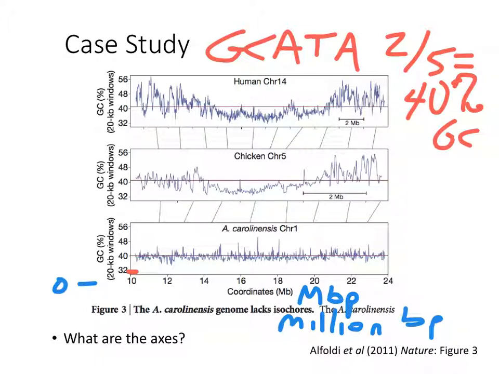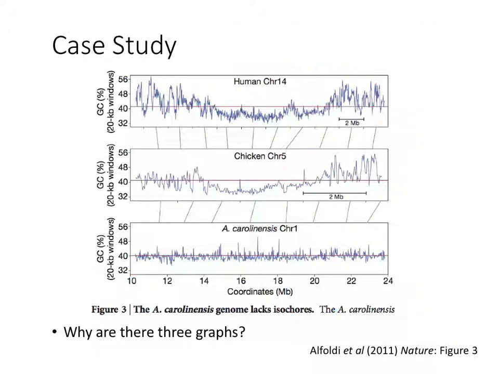So let's look at human on the top. Oh, I guess I should have asked this question first. What are the differences between the 3 graphs? Why are there 3 different graphs? Variability kind of. So what are the titles on these plots? They're different. First they're different species, but they're also different chromosomes.